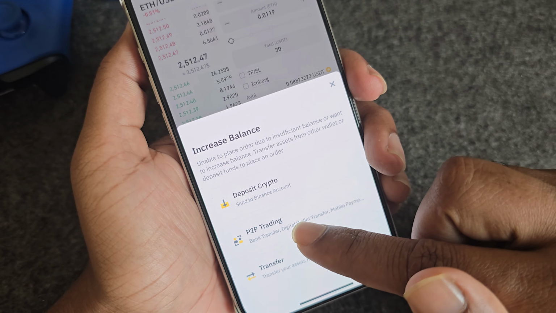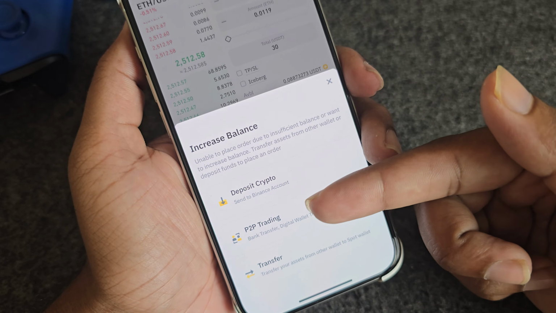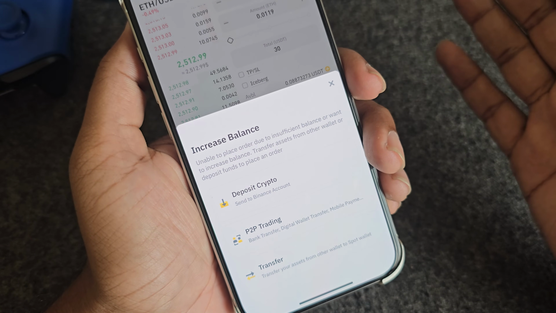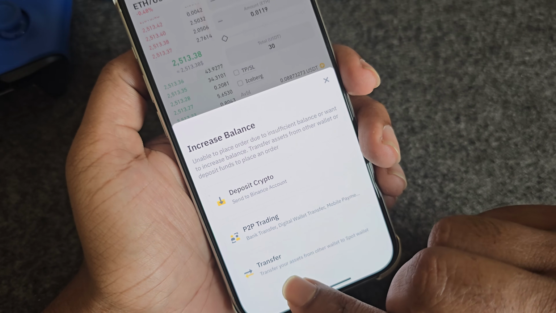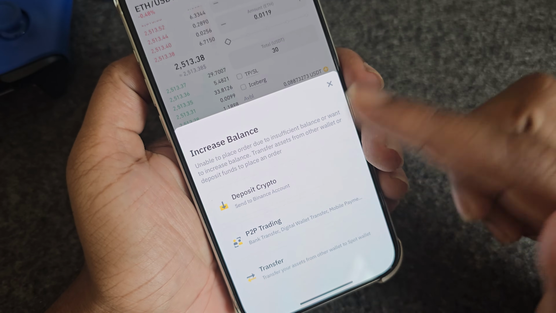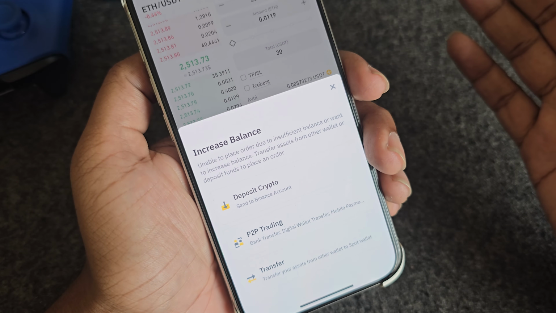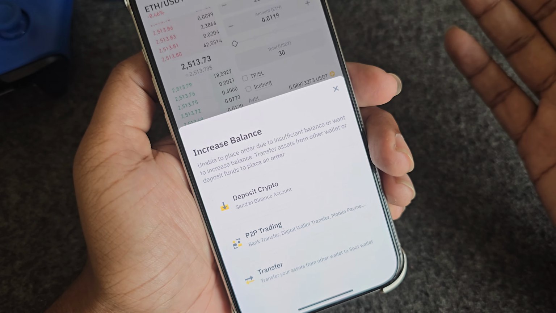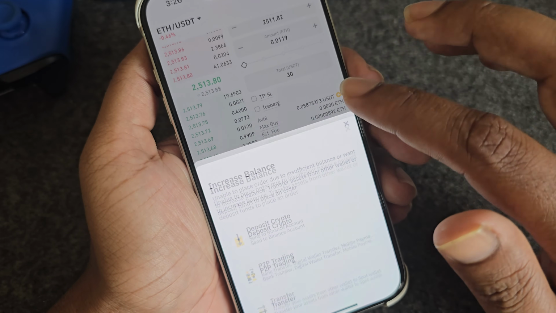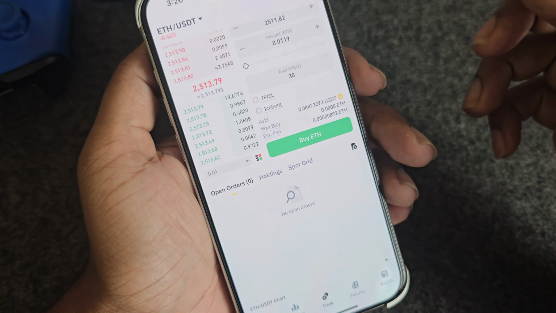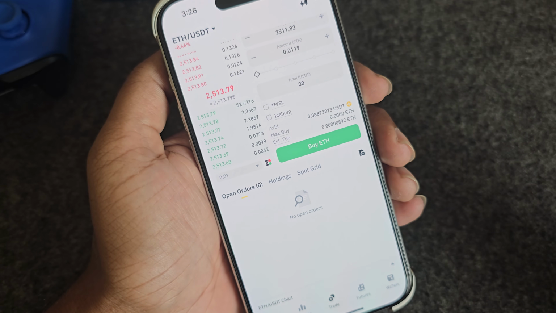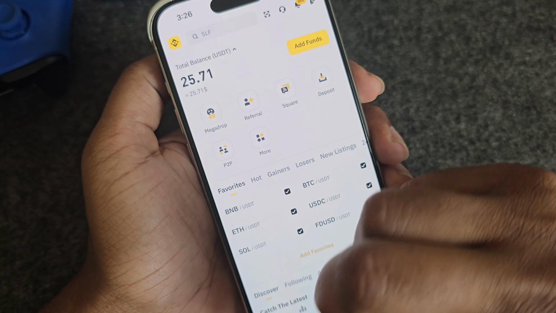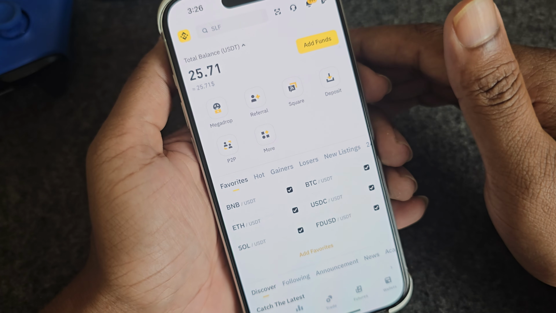So you have to transfer or do P2P trading. That means you have to buy more USDT from your Binance, or you can transfer it or deposit crypto by using other payment or a debit or credit card also. So once all done, then press buy Ethereum. Then you can buy Ethereum, and it's deposited in this Binance account area.